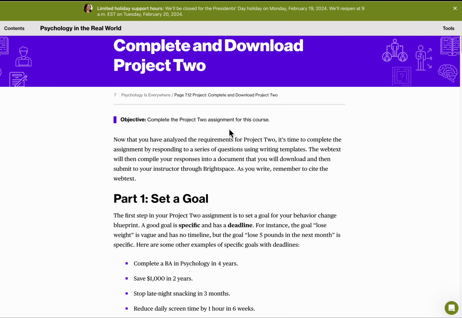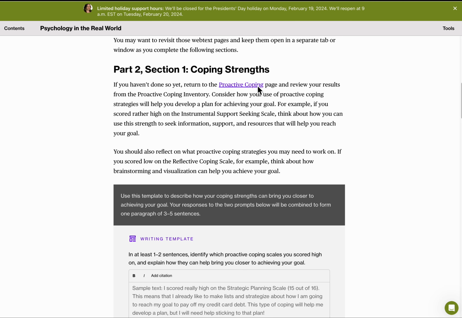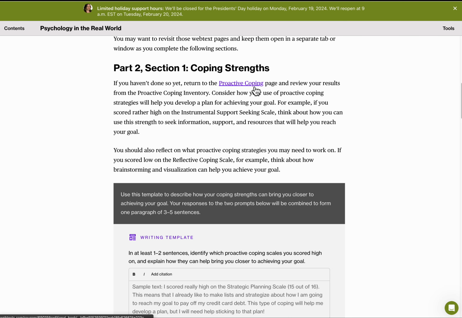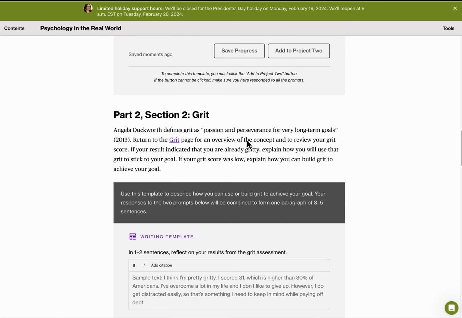And then for the second one, the coping strengths, just note that it's asking you to talk about the scales. So if you go into our book, you can see it's saying return to the proactive coping page and review your results from the proactive coping inventory. So make sure that you are talking about the proactive coping inventory and which scales you scored highest on.